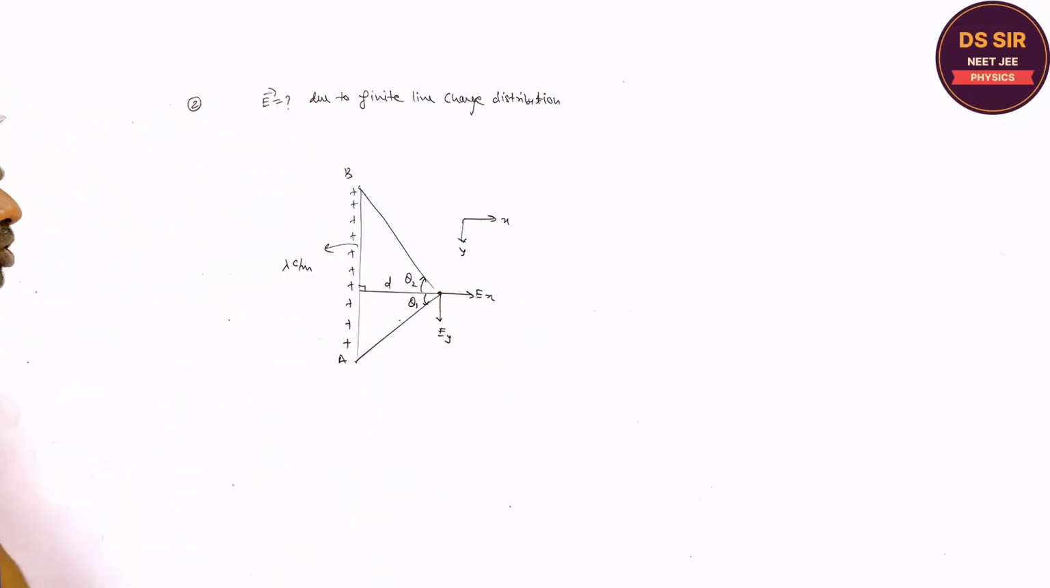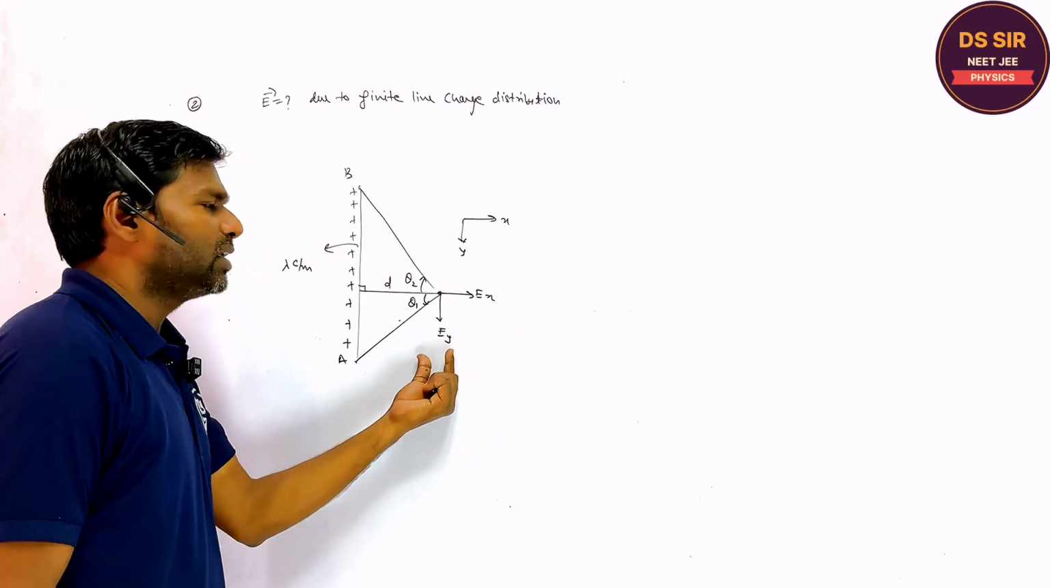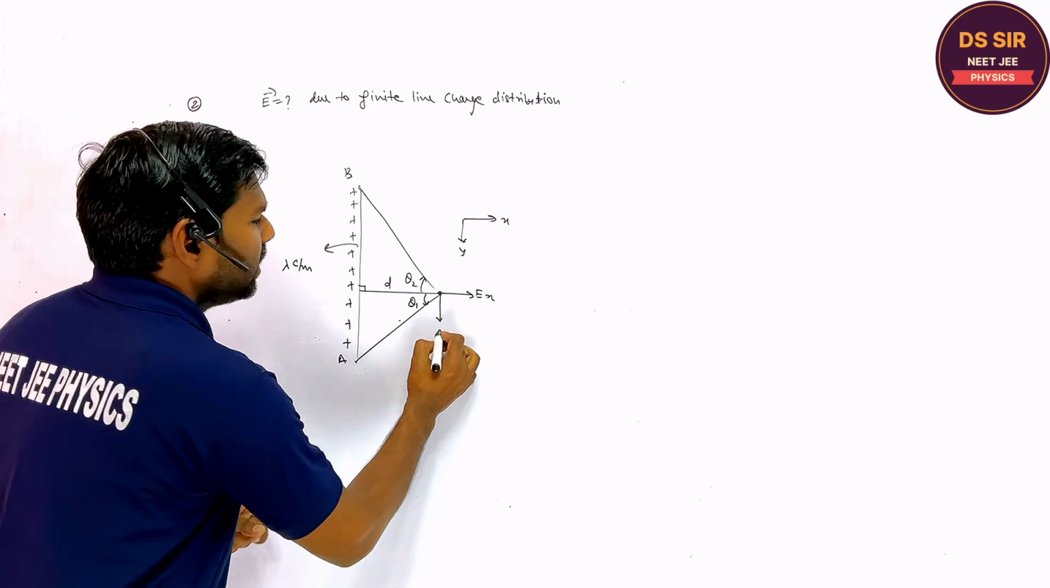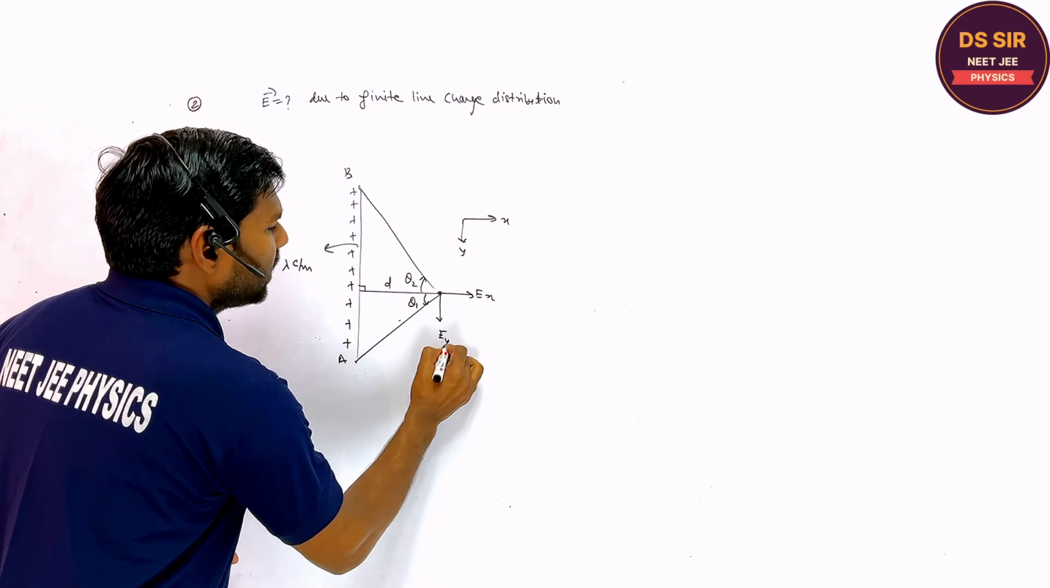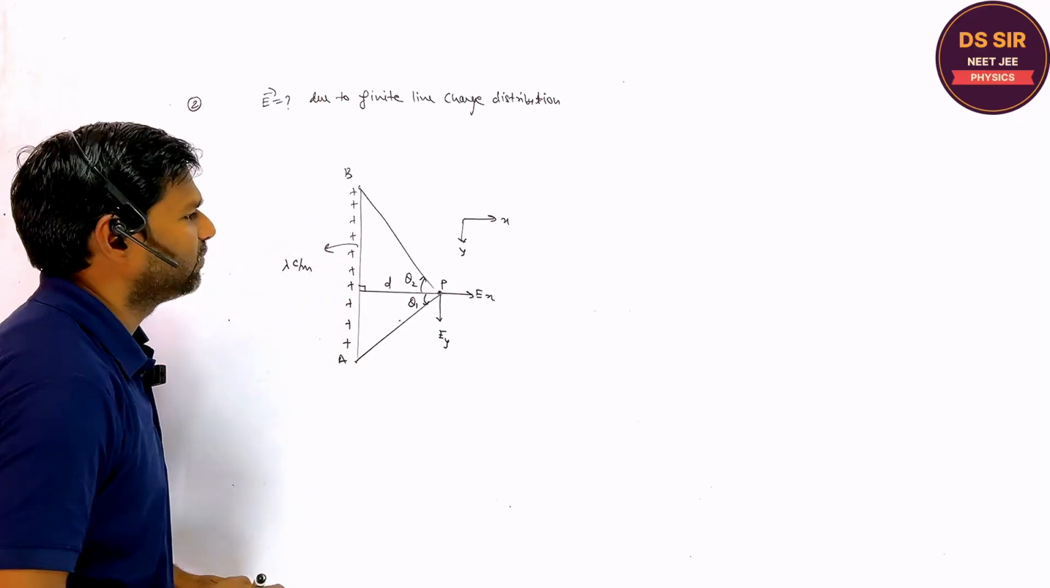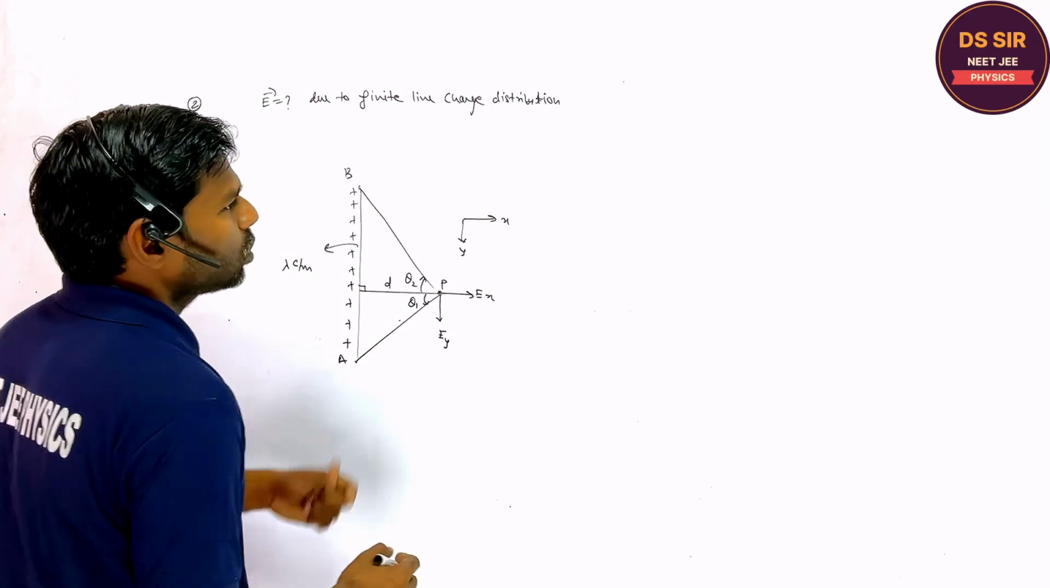Is it clear or not? So separately the x component and the y component you have to find, right? Then you can find the net electric field at this point P. Is it clear? First copy this, then I will calculate. So how to solve this question?